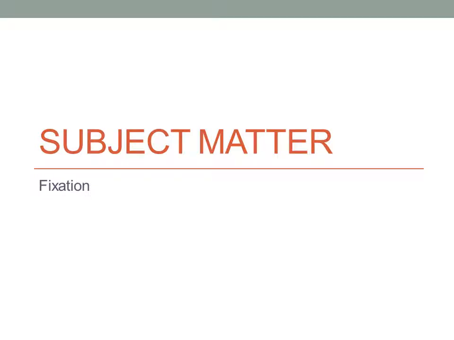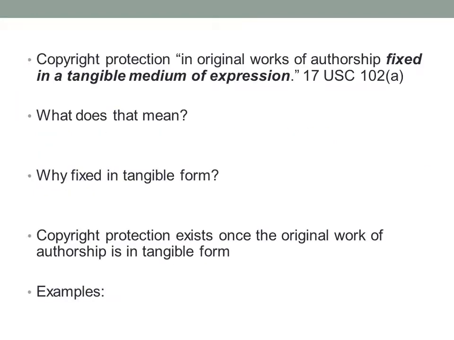The third element for subject matter in a copyright is fixation. We need an original work of authorship. We talked about originality, we talked about works of authorship. Now we need to talk about this fixed in a tangible medium of expression. So what does it mean? That the author, or somebody acting with the author's authority, embodies a work in touchable form.